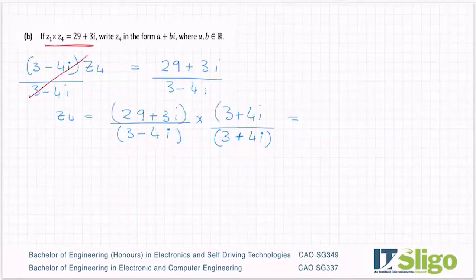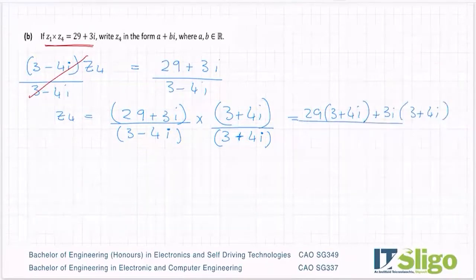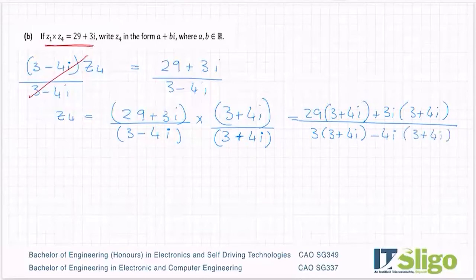Okay, so just like you would any other bracket, I'm going to do 29 by everything in the second bracket. And then I'm going to go back for the plus 3i by everything in the second bracket. And then on the bottom, I'm going to do 3 by everything in the second bracket, and then minus 4i by everything in the second bracket. Okay, and then I go mad multiplying.